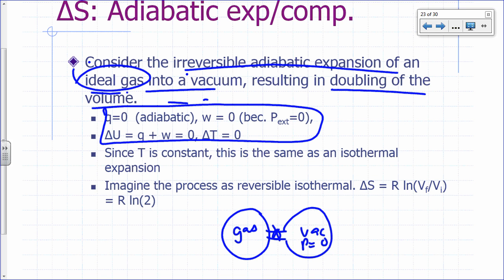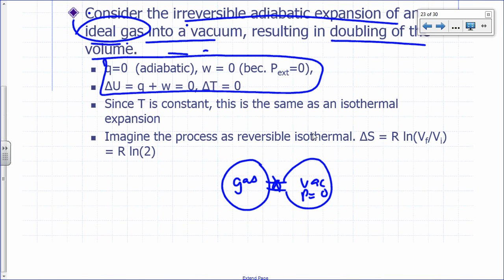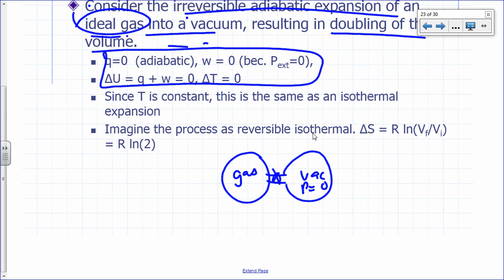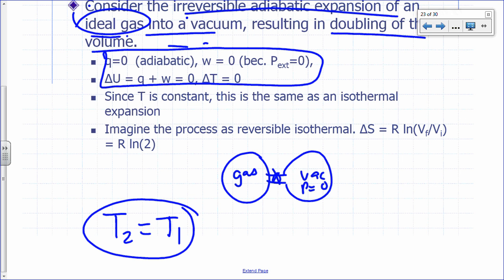Since temperature is constant, we've identified our initial and final state here, right? What's our initial and final state? How are our initial and final state related? T2 is going to be equal to T1, right? We know our temperature is not going to change. And what's our V2 and V1? Double the volume, so V2 over V1 is equal to 2.